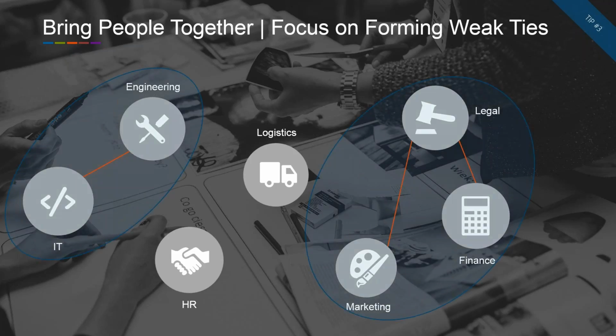So you start to then, between these, build silos, right? Now you've got this silo of legal, marketing, finance, and then you've got logistics and HR. They're kind of hanging out here. They're not connected to anybody, and this happens over time.